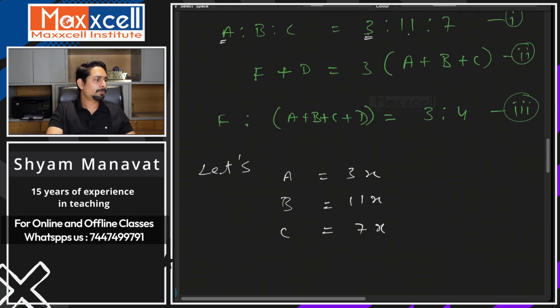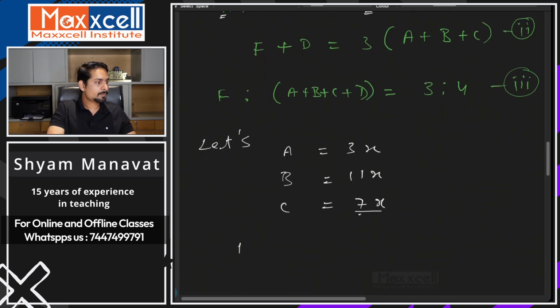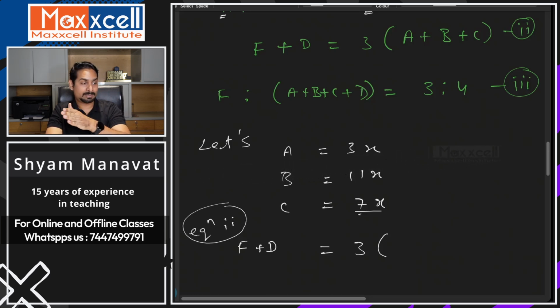All right. Now, can I use all of them here for equation number 2 to find f plus d? Let's see what we get. By equation 2, f plus d is equal to thrice of a plus b plus c plus d. So I'll skip the step. I will not write a plus b plus c plus d. I know a is 3x, b is 11x, c is 7x. Addition of all, for equation number 2: 3, 11, 7. That will get you 21x.